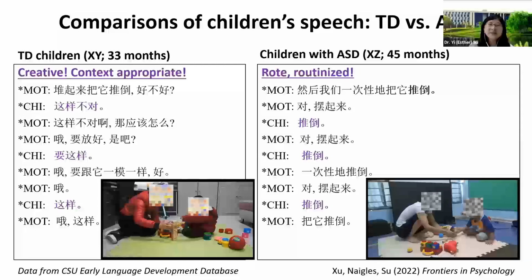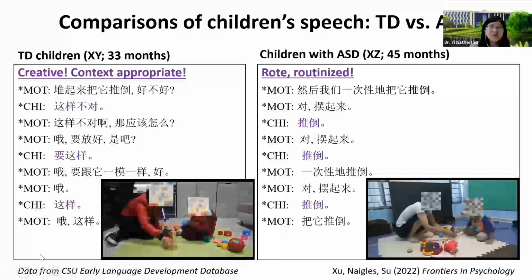So when we compare the speech of these two children, we can see the TD child can actually lead his mother to do whatever he wants to do. So his speech is very creative and context appropriate. And this child with ASD just repeated this word "推倒" several times. So his speech is quite narrow and routinized.